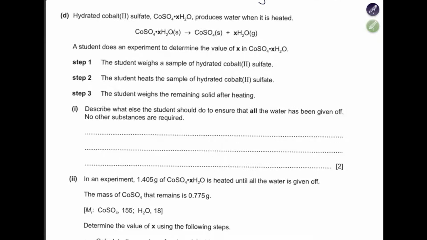Hydrated cobalt sulfate produces water when it is heated. Okay, so this is heated and we get cobalt sulfate and water. A student does an experiment to determine the value of X. So first he or she weighs the sample of the hydrated sulfate, then heats it and then weighs it again. Describe what else a student should do to ensure that water has been given off, no other substances are required. Okay, so he's supposed to repeat steps 2 and 3 until you get a constant reading, because every time you heat it again, more water is removed. So you have to heat it until all the water is removed.